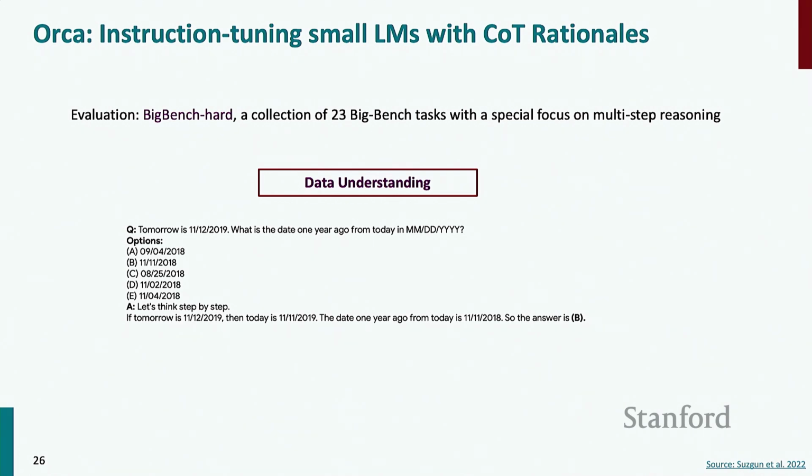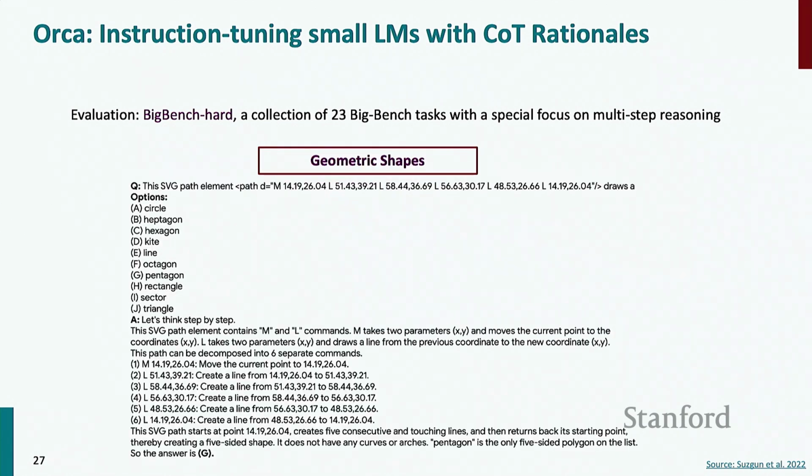Sorry, this is date understanding, not data understanding. So the question is, tomorrow is a given date. What is the date 1 year ago from today in a given format? And it's paired with some options. And again, the model can think step by step, following basic chain of thought, and then come up with an answer. So this is the flavor of tasks in Big Bench. Most of these involve multi-step reasoning. They're fairly synthetic, but also reasonably hard for language models, okay?